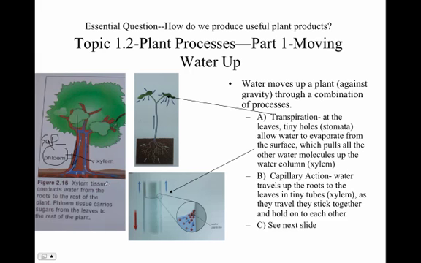Water is brought in through the roots and it's pulled up through the xylem column. And the more leaves a tree has, the more the water evaporates and the faster the transport system.